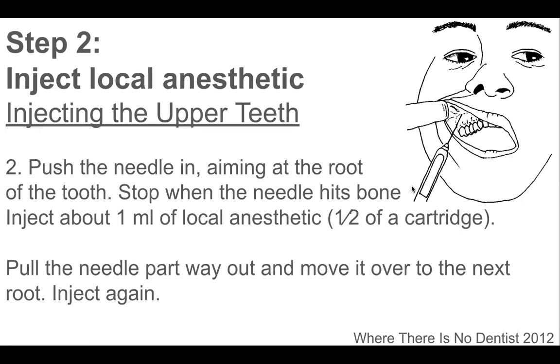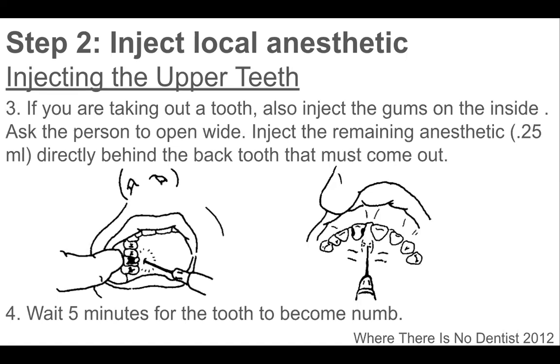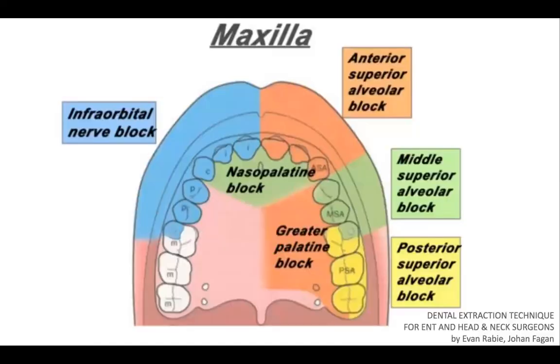Push the needle in, aiming at the root of the tooth. After that, pull the needle away and move it over to the next root and inject again. If you are taking out a tooth, also inject the gums on the inside. Ask the patient to open the mouth widely and inject the remaining anesthesia directly behind the back tooth, and wait 5 minutes for the tooth to become numb.